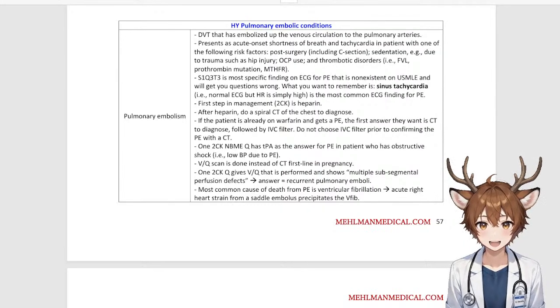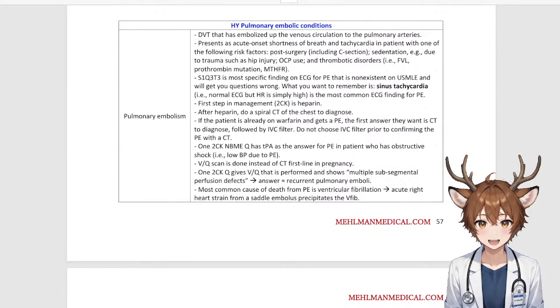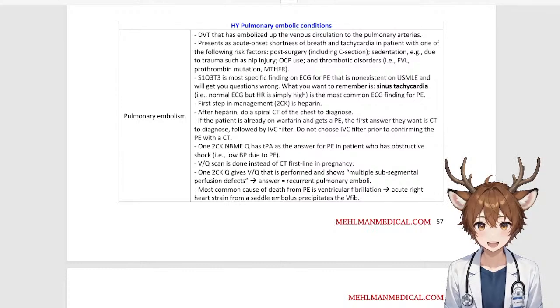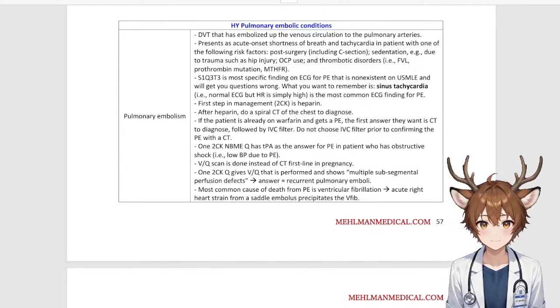Most common cause of death from PE is ventricular fibrillation, VFib. Acute right heart strain from a saddle embolus precipitates the VFib.